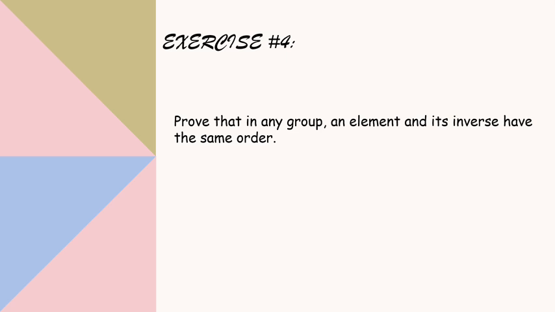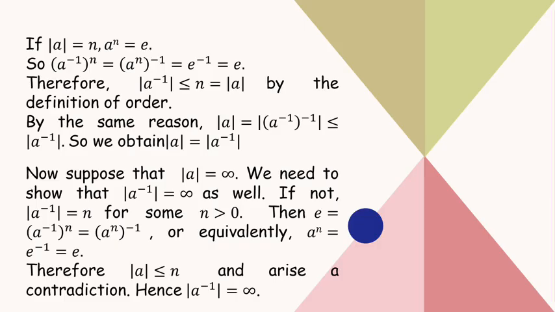Now, we are going to the next page, exercise number 4. Prove that in any group, an element and its inverse have the same order. If |a| equals n, then a raised to n equals e. So, (a to the negative 1) raised to n equals (a to the n) raised to negative 1, which equals e to the negative 1, which equals e.